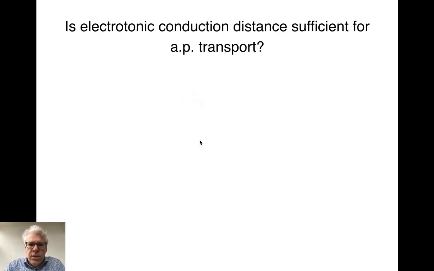So is this passive conduction, the electrotonic conduction, then sufficient for action potential transport? Well, we do know that we have axons that need to transport action potentials over a distance of several centimeters, sometimes even up to 1 meter. And if the lambda is of the order of millimeters, then it will not be sufficient to transport the action potential over that distance, because then eventually the action potential's amplitude will have dropped to 0. That essentially happens after 3 to 5 lambdas. So what can we do about it?